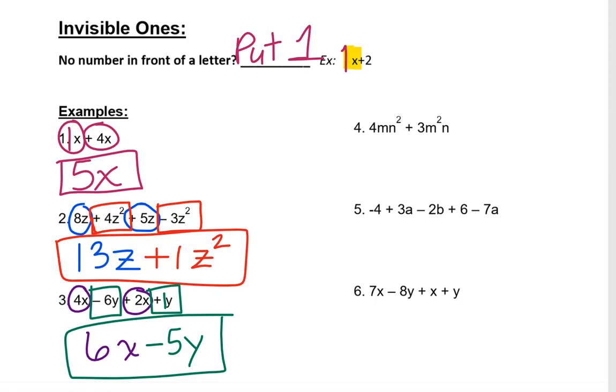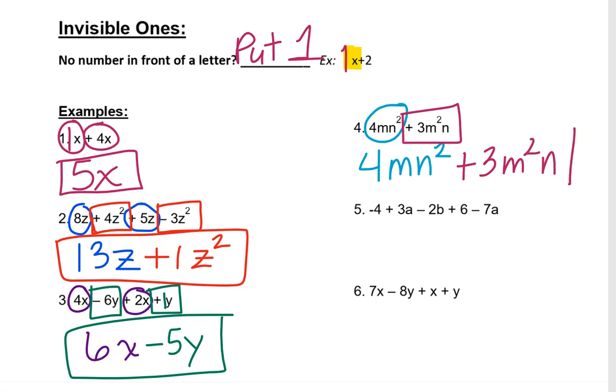Now if you look at this next one, I have 4mn squared. That does not combine with 3m squared n because neither of those letters are the same. m and m squared are not the same. n squared and n are not the same. So I'm just going to bring down 4mn squared because I cannot combine it with anything. And I'm going to bring down plus 3m squared n because I can also not combine that with anything.